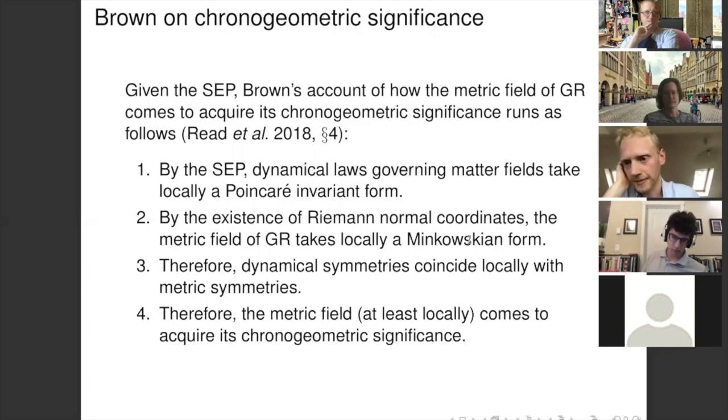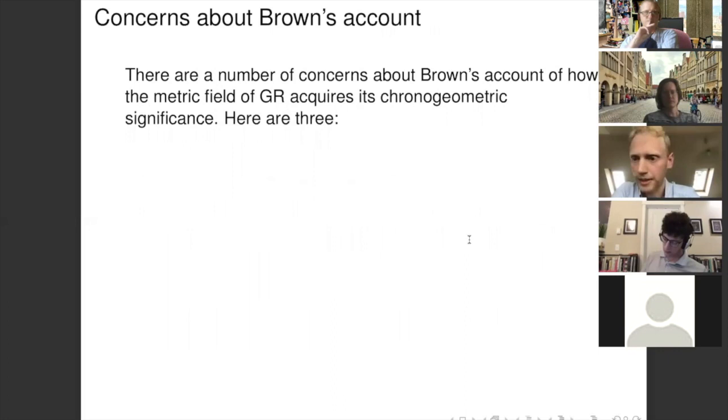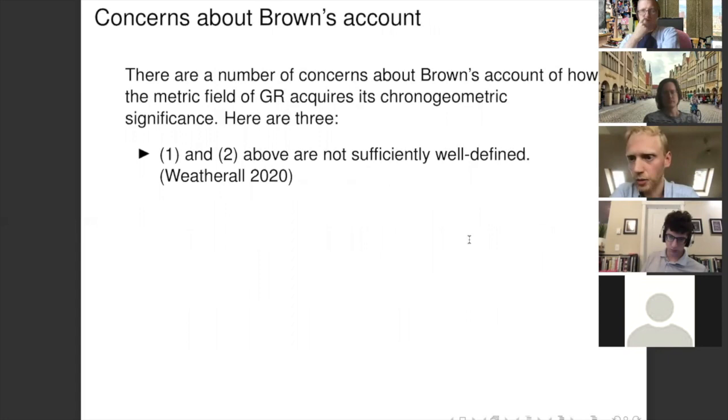Now, if you're puzzling about that fourth point, I think that's totally legit, and I'm going to come back to this. So there are indeed a number of concerns that you might have about this particular argument. The first is what I just mentioned, that the first two points about this idea of local symmetries isn't sufficiently well-defined. The idea of the strong equivalence principle isn't sufficiently mathematically precise. Weatherall critiques this in his 2020 paper. Another good discussion of this, which tries to make things more precise, is a recent paper by Sam Fletcher called Approximate Local Poincaré Symmetries, which I would recommend.